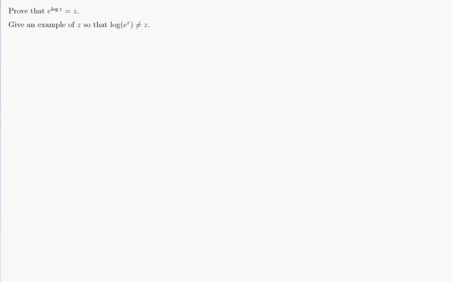Let's now take a closer look at the exponential and logarithmic functions when using complex numbers. First, let's prove that e to the log of z is equal to z.